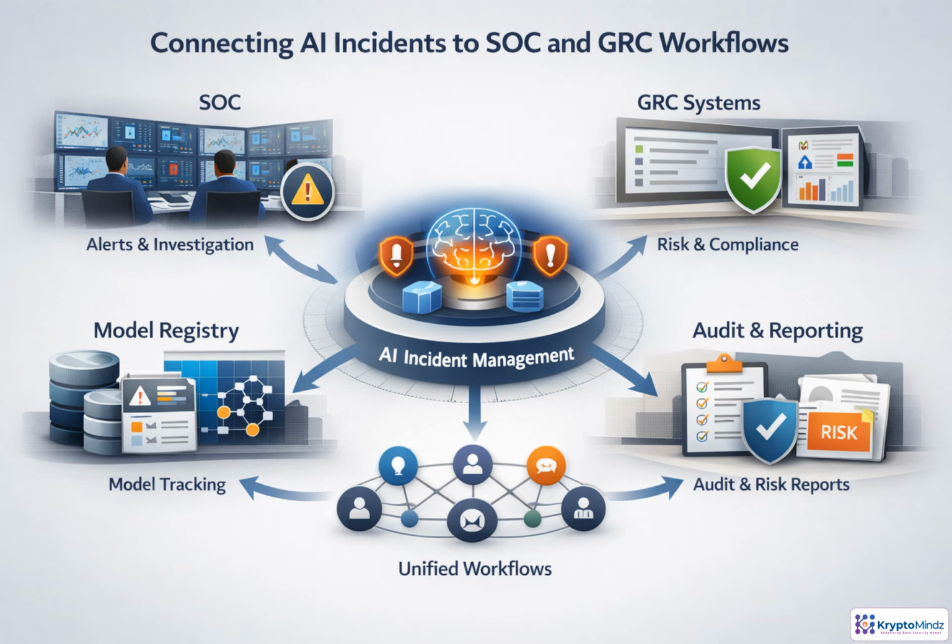Incident records should become a shared source of truth. Security teams use them for alerts, containment, investigation, and threat response. GRC teams use them for risk issues, control mapping, regulatory reporting, and evidence. Model registries add the version, data, prompts, owners, and deployment context. When these workflows are connected, AI risk stops being scattered across teams and becomes traceable, auditable, and actionable.